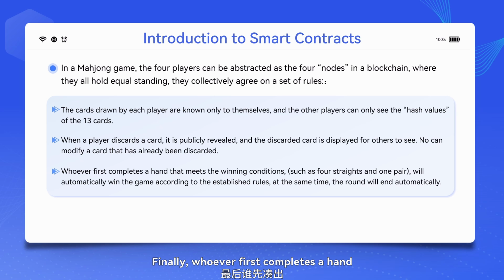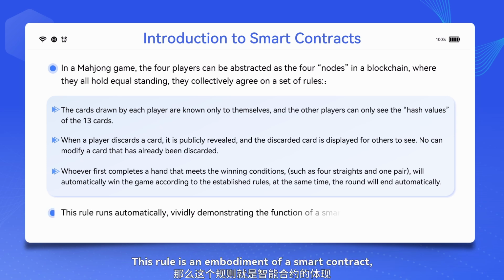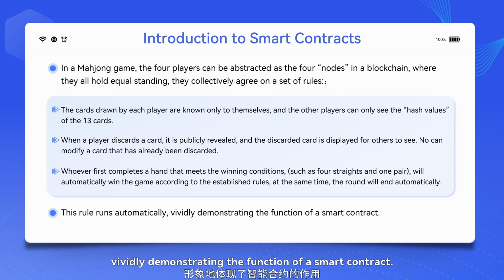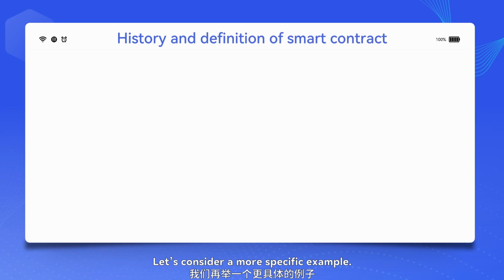Finally, whoever first completes a hand that meets the winning conditions, such as 4 straights and 1 pair, will automatically win the game according to the established rules. At the same time, the round will end automatically. This rule is an embodiment of a smart contract, and it runs automatically, vividly demonstrating the function of a smart contract. Let's consider a more specific example.